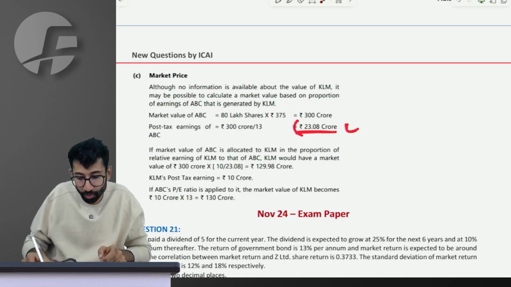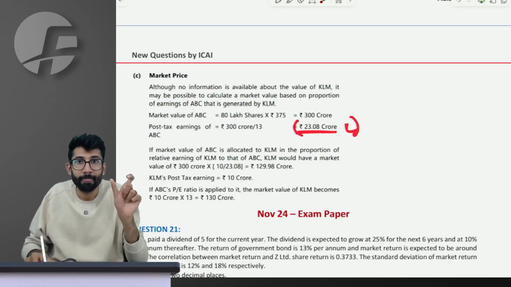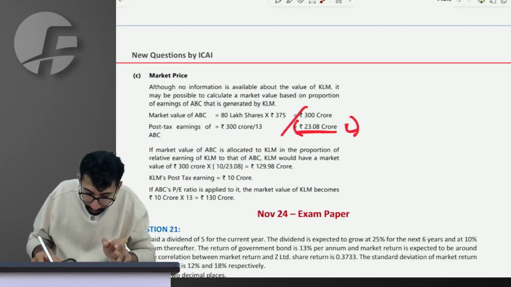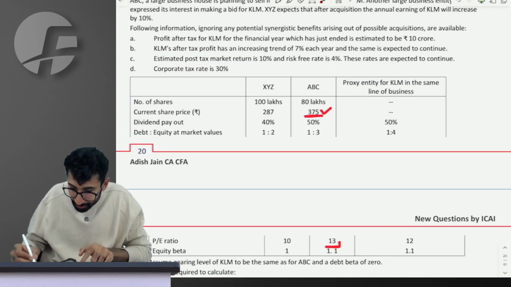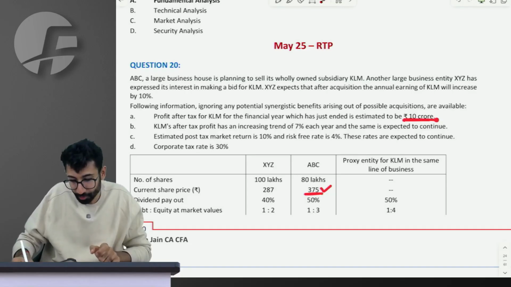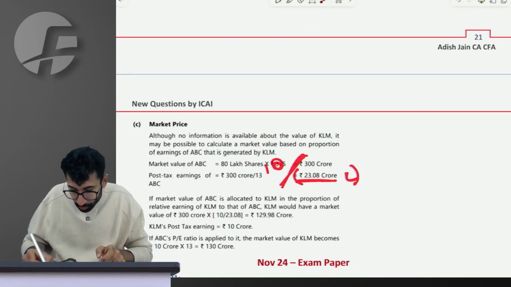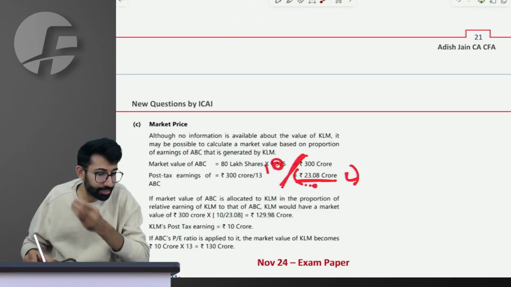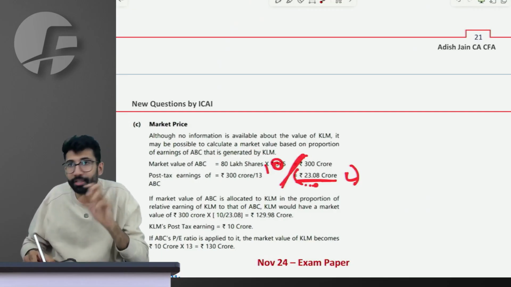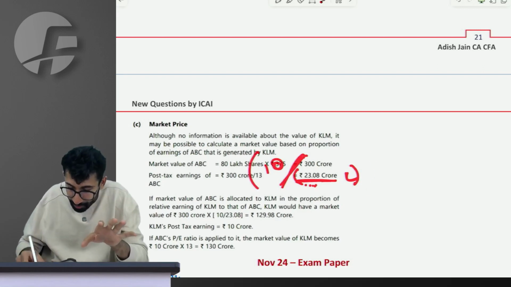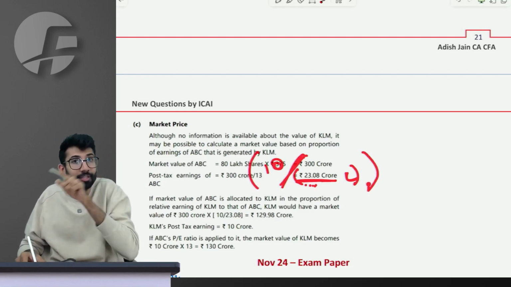2307.69 lakhs is the total profit of ABC. In that total profit, how much has been given as the profit of KLM? Sir, 10 crores. 10 crore is 1000 lakhs. So 10 crore out of 23.0769 crore, either you take lakhs or crores. This is the proportion of profit of KLM in the total profit.